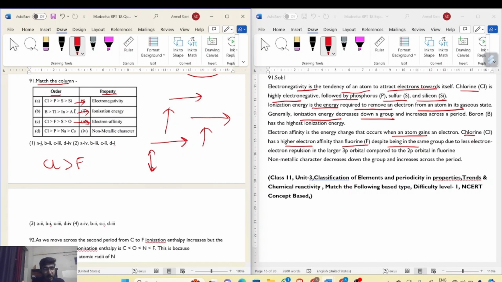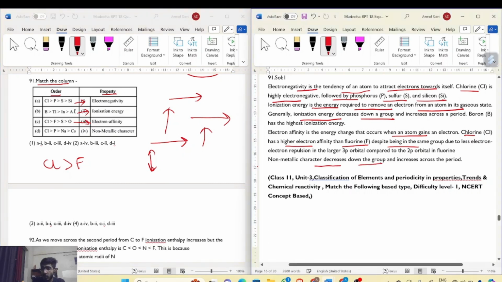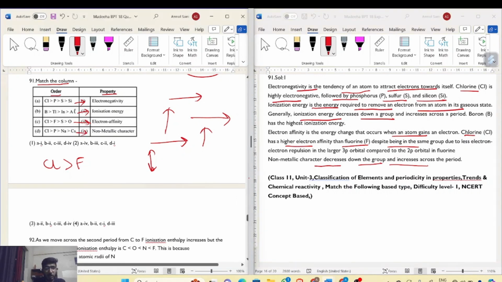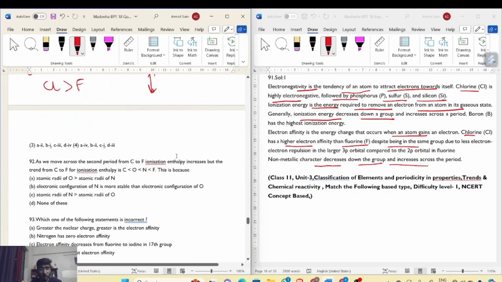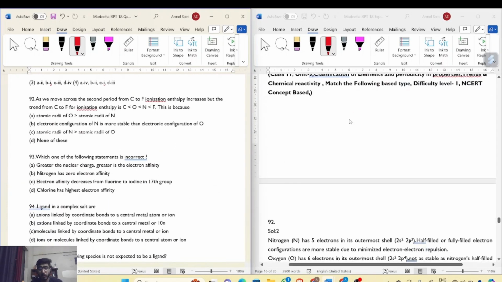Now option D: chlorine, then phosphorus, then sodium, then cesium. Non-metallic character decreases down the group and increases across the period. So for this trend, our correct answer will be option number 4. So the correct option will be option number 1. Now we come to question number 92.